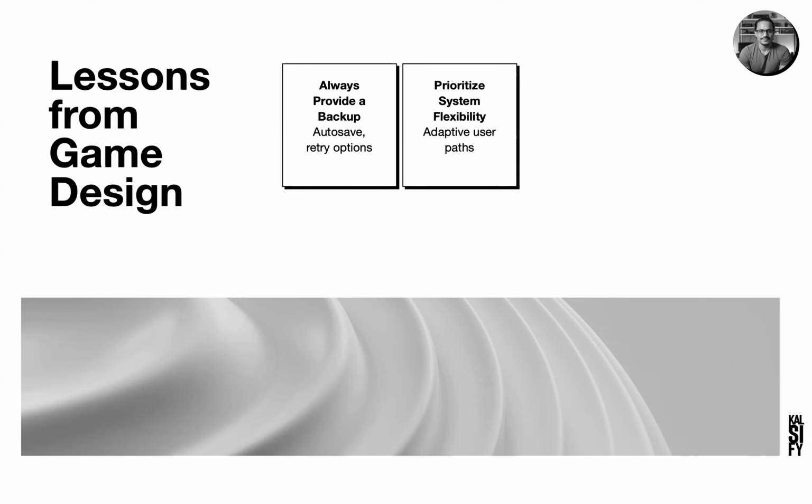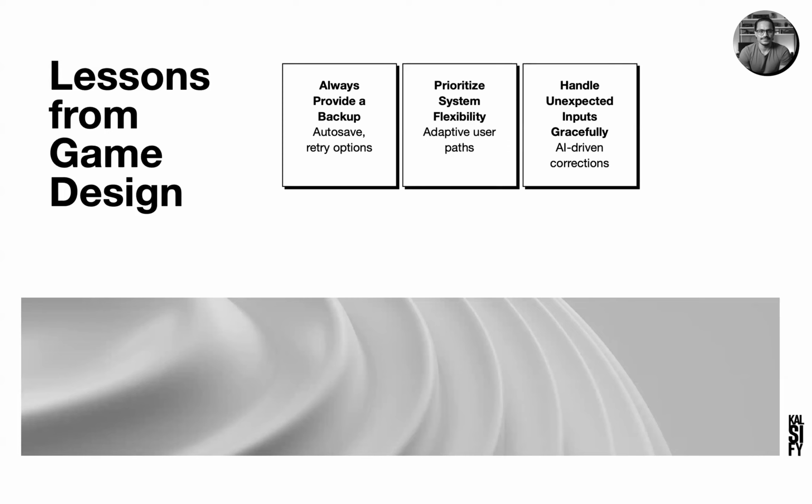Second is prioritize flexible, system-driven design. Instead of rigid, linear pathways, games use adaptive mechanics to account for user choices. This ensures multiple ways to achieve an objective. Some examples are as following: Airbnb dynamically adjusts listings based on availability, user behavior, and policy changes, rather than relying on fixed user journeys. Navigation apps offer alternate routes when a preferred path is blocked.